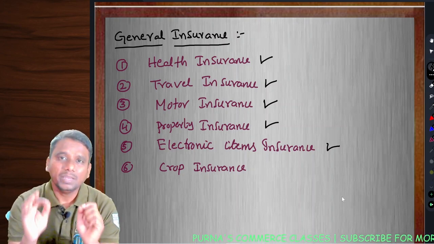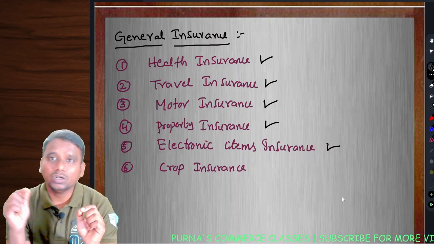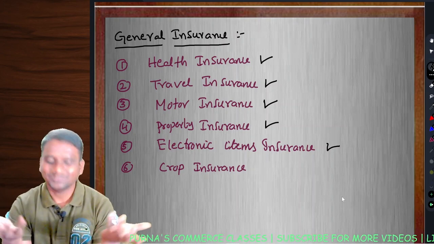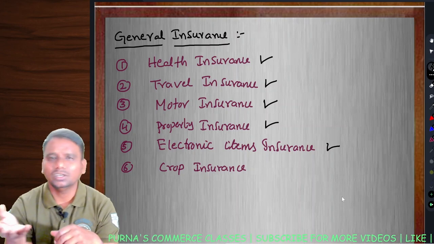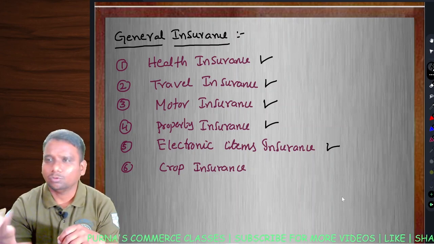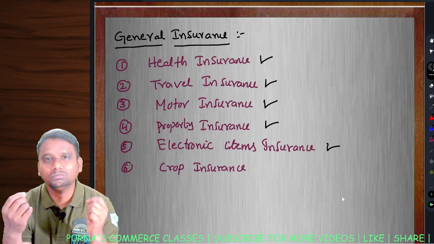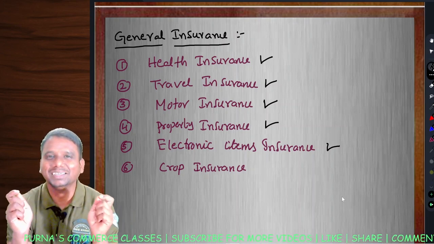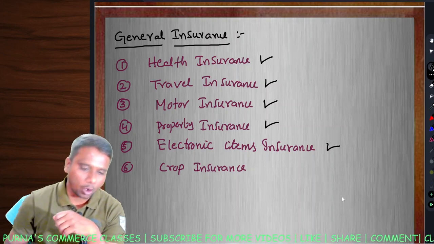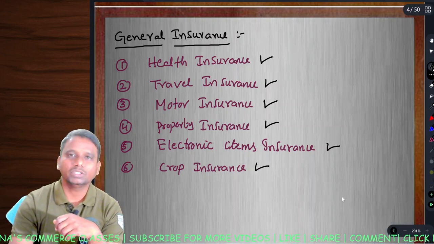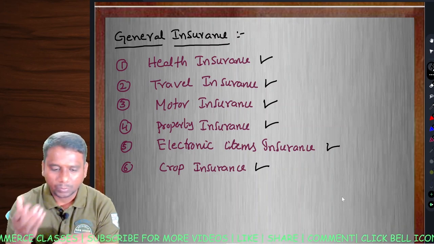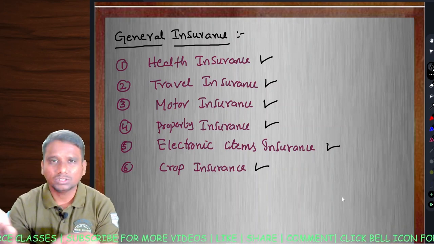That means every electronic item is also covered under insurance. You can see refrigerator, AC, washing machines, coolers, whatnot. On all electronic items, you can take insurance. Okay, next, crop insurance. We have a scheme called Pradhan Mantri Fasal Bima Yojana.